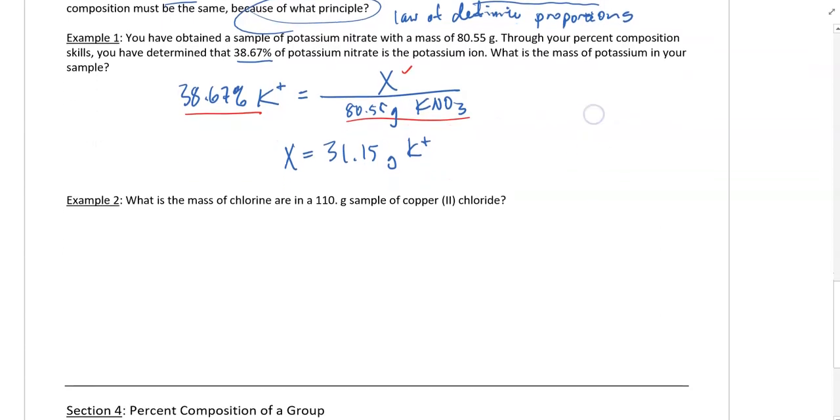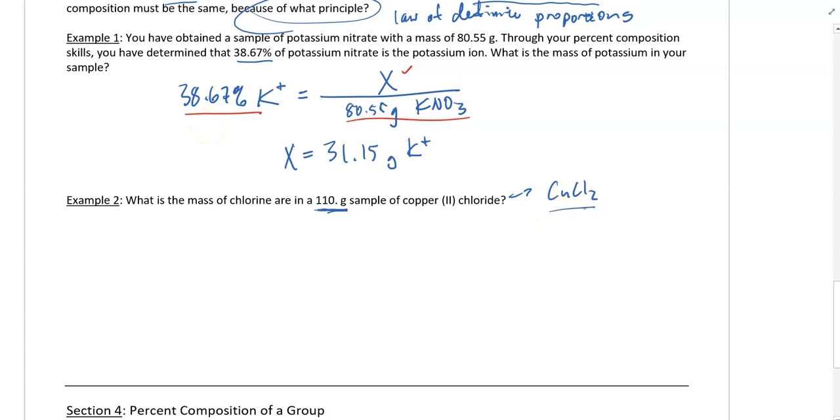What's the mass of chlorine in a 110 gram sample of copper 2 chloride? For the sake of just speeding things along, this is going to be CuCl2. All right. So in this case, comparing these two problems here, I'm not given a percentage that is chlorine. I'm only given the total amount of the compound. So that's the denominator of this formula. So I don't have a percentage here. But here's the thing though, I am given a formula.